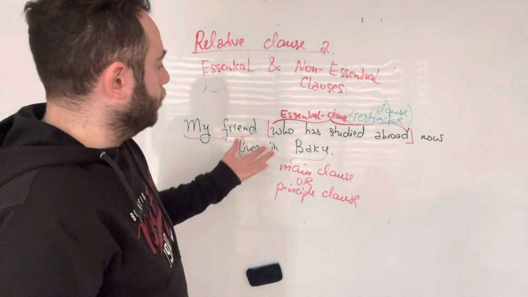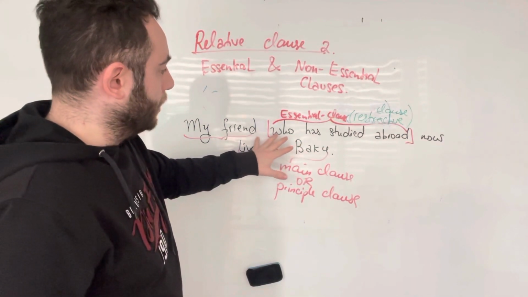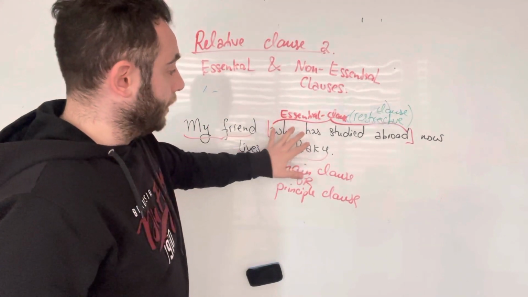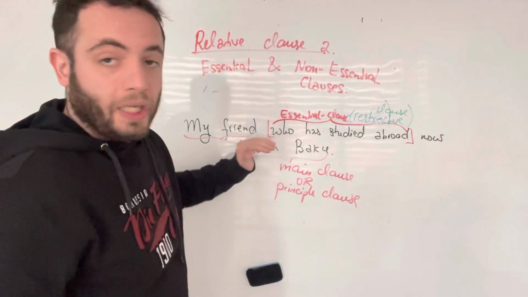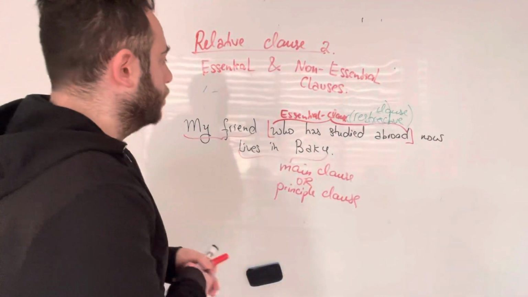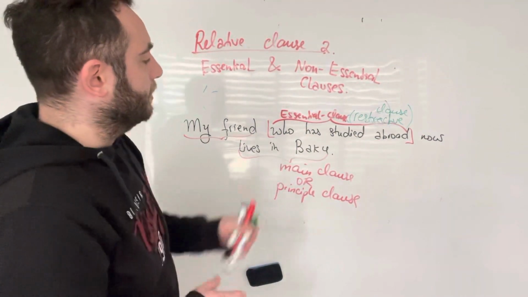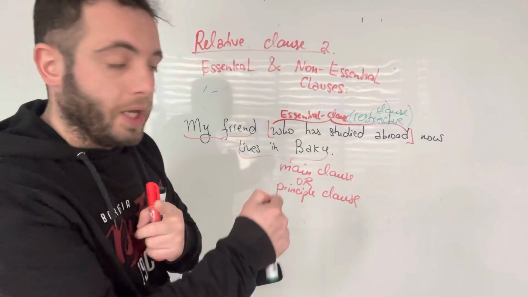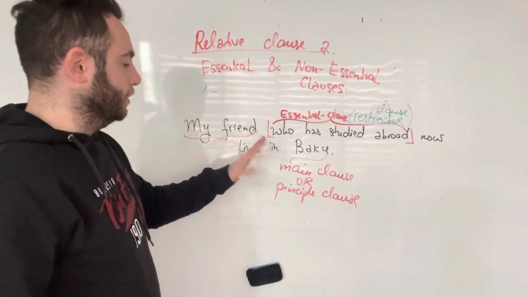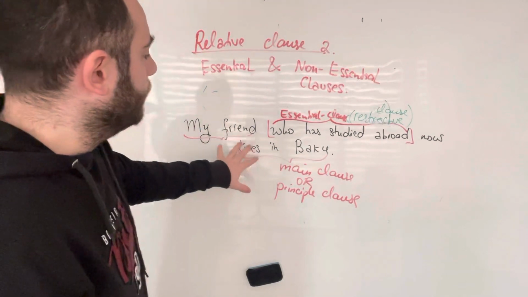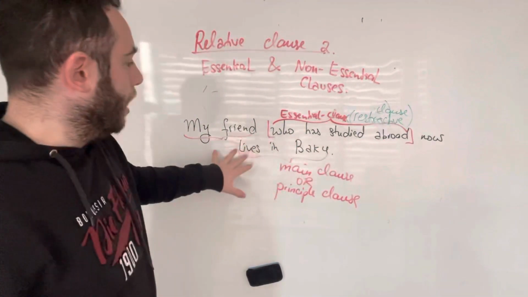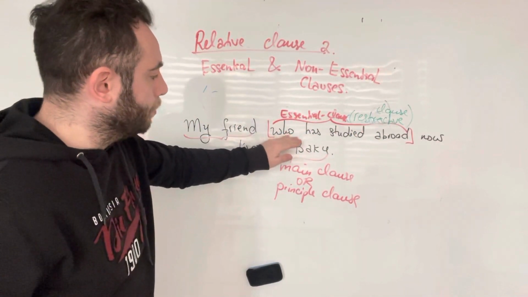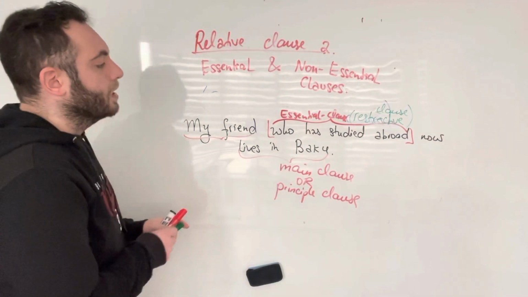So we cannot touch anything in this sentence. We have to keep it till the end. This part remains here. An important note is that since the essential clause is as important as the main clause, we can also interchange them, or we can say it this way: my friend who now lives in Baku has studied abroad. So if the essential clause is as important as the rest of the sentence, we can interchange them.